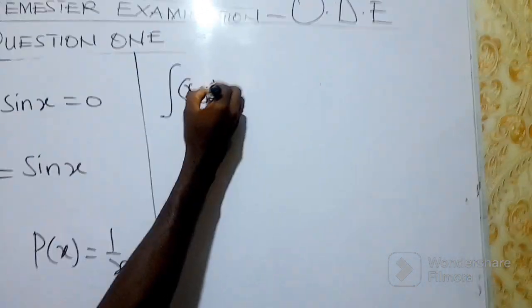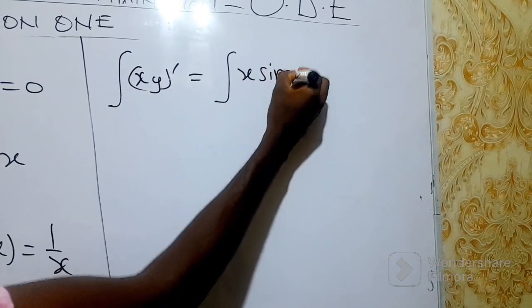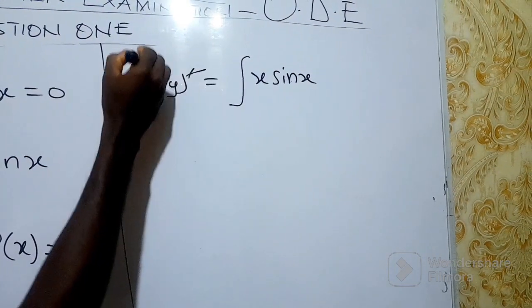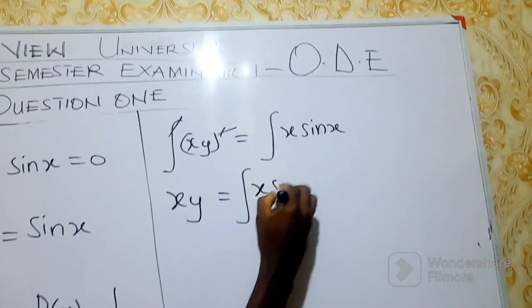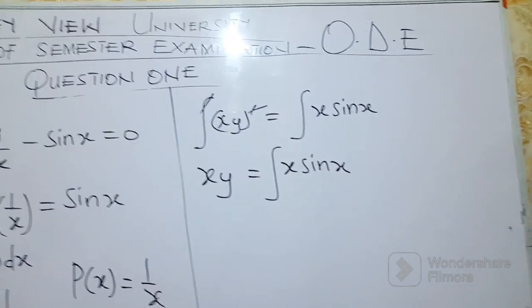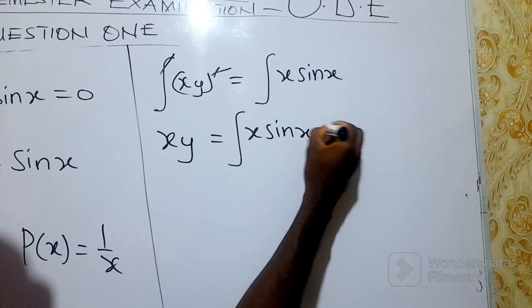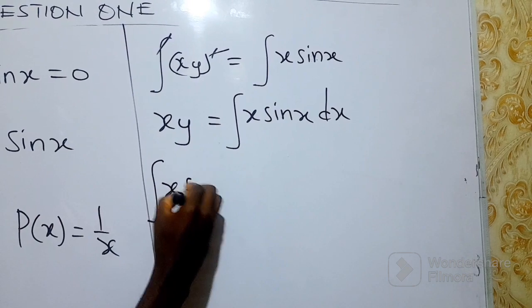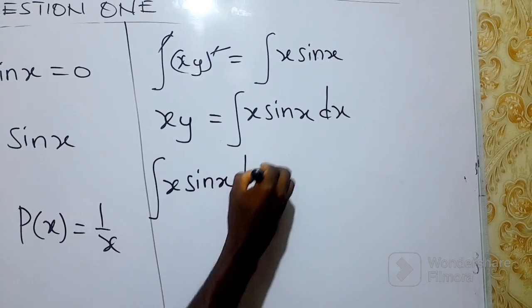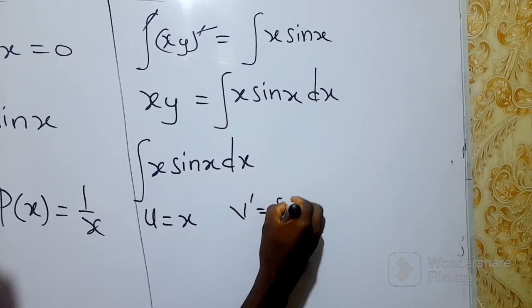So we can say the integral of (xy)' will be equal to the integral of x sine x. So this differential will cancel this integral. We'll have xy is equal to the integral of x sine x. Now how do we integrate this? We need to use integration by parts to integrate this. So let's integrate this by parts. That's the integral of x sine x dx, we let u be equal to x and v prime to be equal to sine x.